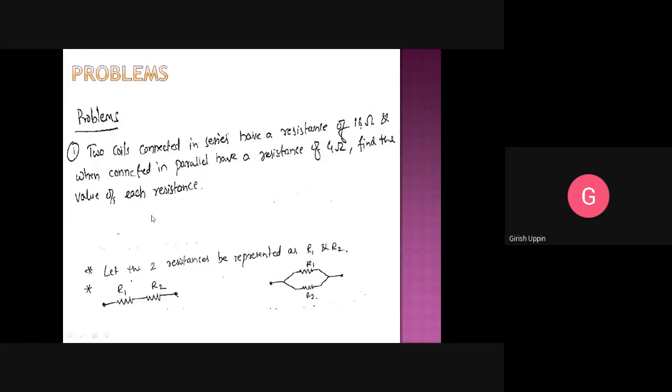What you have to do is find the value of each resistance. Always think in terms of how many unknowns there are and how many equations we need. The number of unknowns here is 2, right? So at least we would need 2 equations to solve this particular problem. So when resistances R1 and R2 are connected in series, what is the total resistance?